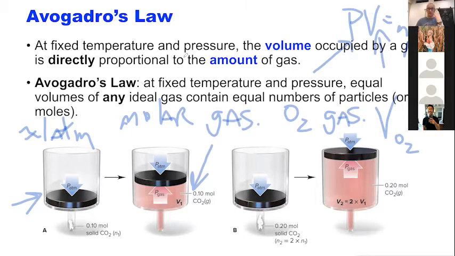So since we know P, we're going to measure V, we're going to determine N, and we're going to measure T. We have all the information we need to determine what R is supposed to be.